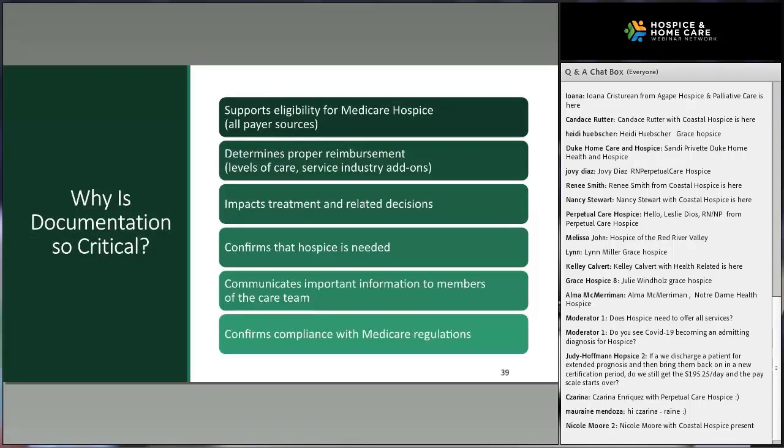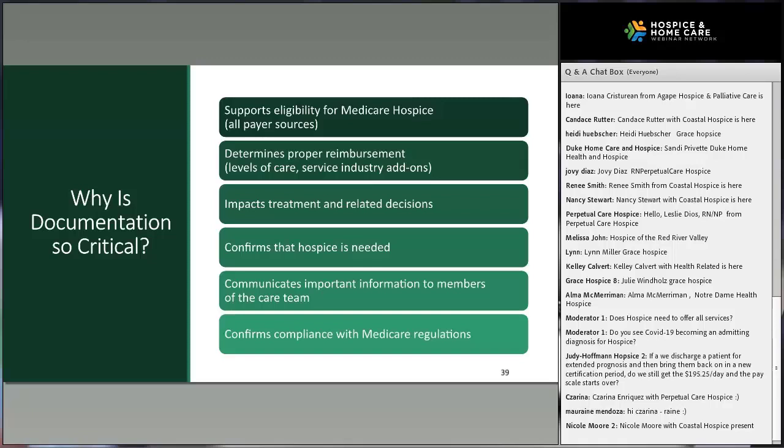So why is documentation so critical? It supports the eligibility for Medicare hospice and all payer sources, whether it's Medicare, Medicaid, any other. It determines proper reimbursement. So if you are providing more than routine home care, you certainly want to make sure to document that and get reimbursed for the work that you are doing. So it's very important that you pay attention to that. It impacts treatment and related decisions. So whoever is doing their documenting, that documentation and information then comes back to the IDG and the IDT, and that's where decisions are made.